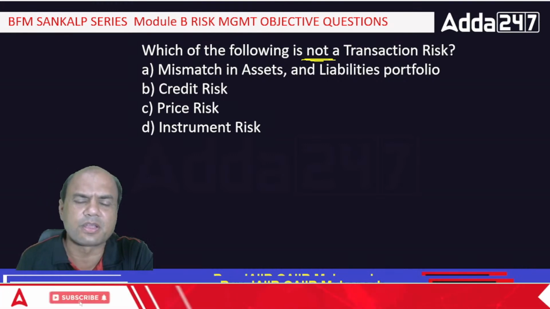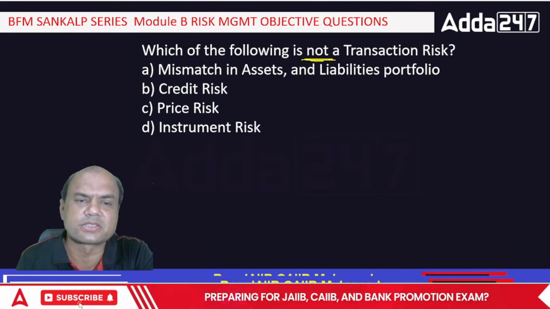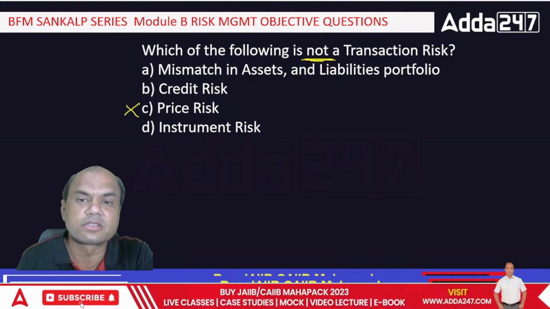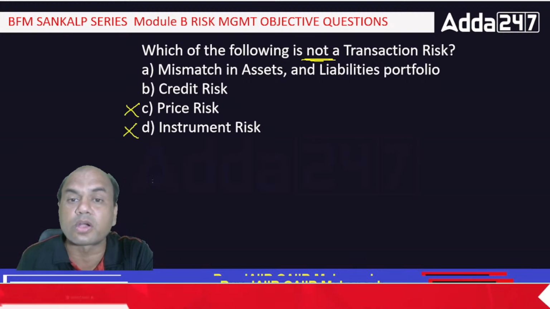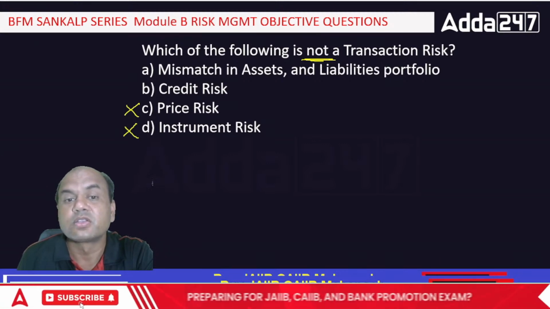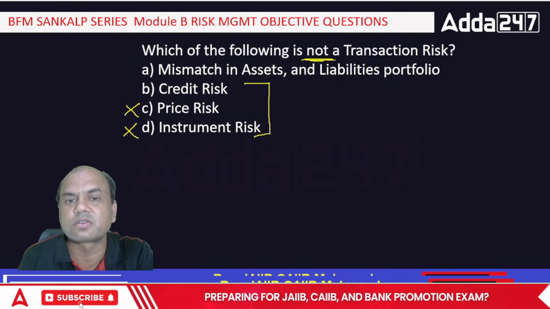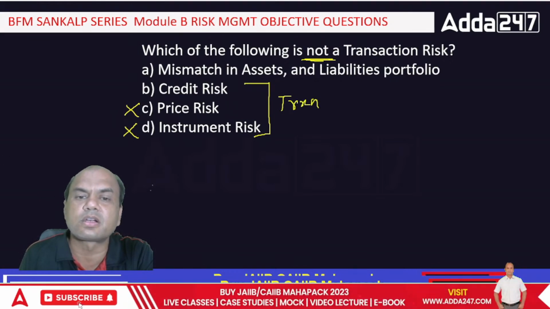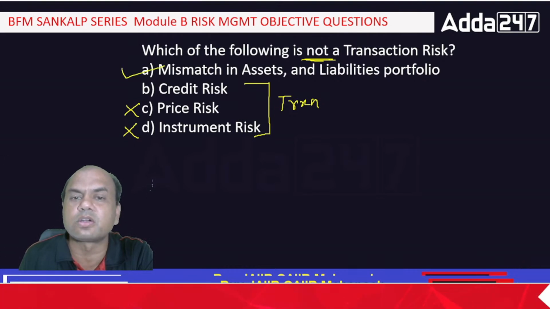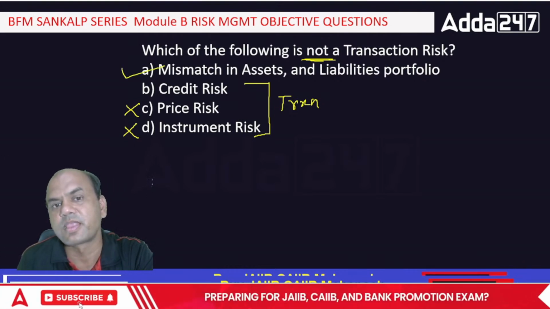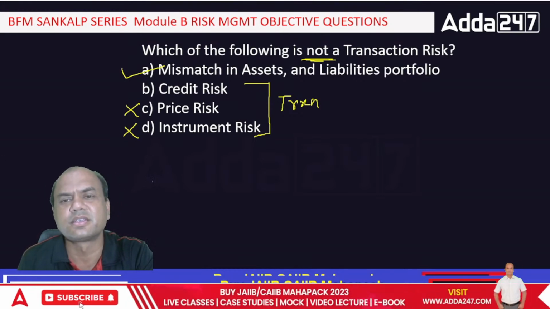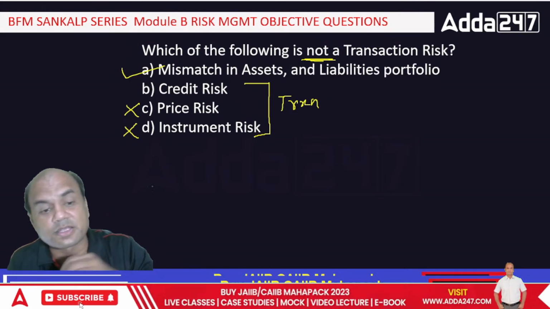I'll give you the answer. Okay, I'll give you two options. So let me remove the incorrect ones. This and this. We want not the transaction risk. So these are all transaction risks. Only this is not a transaction risk: mismatch in assets and liabilities. That is part of liquidity risk. So that's why this is not a part of transaction risk.